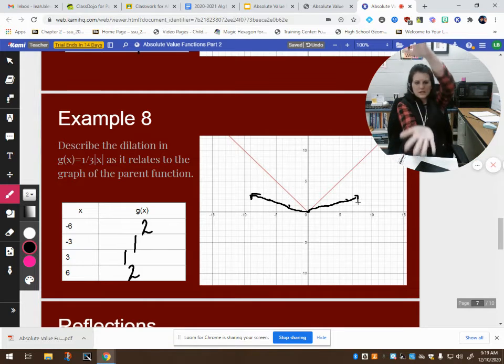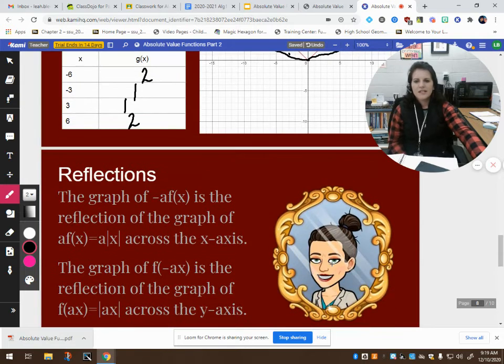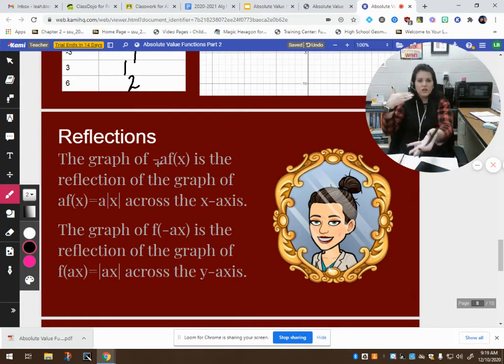Smashed down, like smashing it down. I compressed it vertically. All right, so now let's look at some reflections. Reflections occur when we multiply by a negative number. So if we multiply the entire function by a negative number, it's the reflection across the x-axis. If we multiply inside, we multiply the x value, the input, by a negative number, it's just the reflection of the graph across the y-axis.